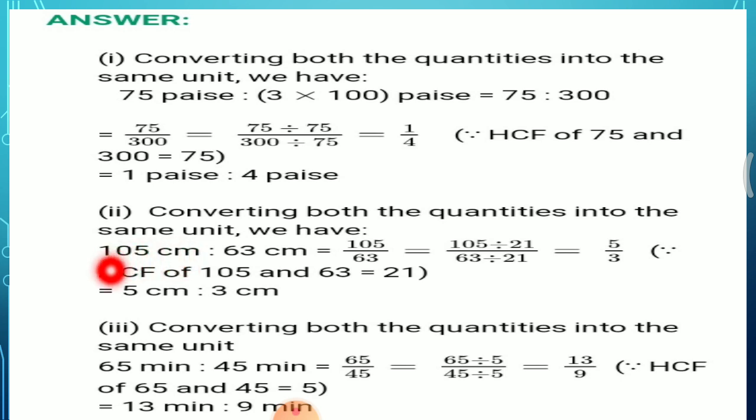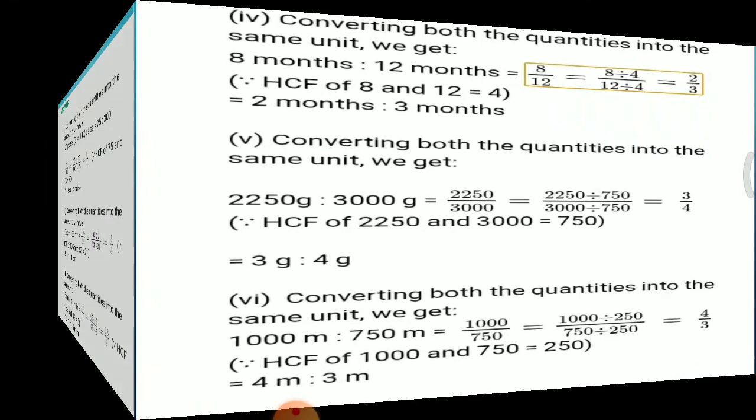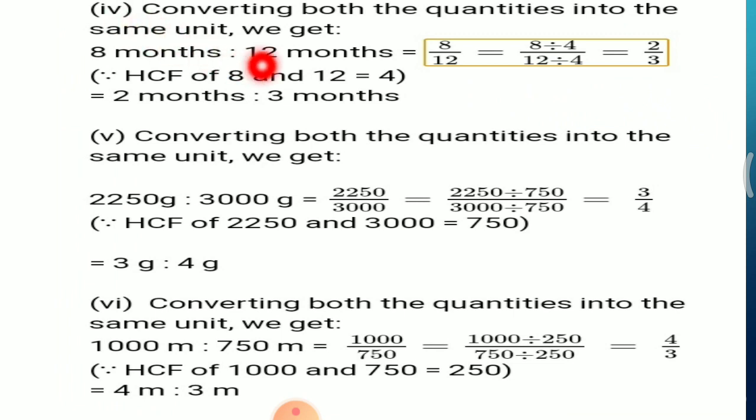Next is that 105 centimeter and 63 centimeter. Now you take HCF of 105 and 63. So answer will be 21. You divide it by 21. So answer will be 5 centimeter ratio 3 centimeter. Okay, student. Next is also same, you solve by yourself.